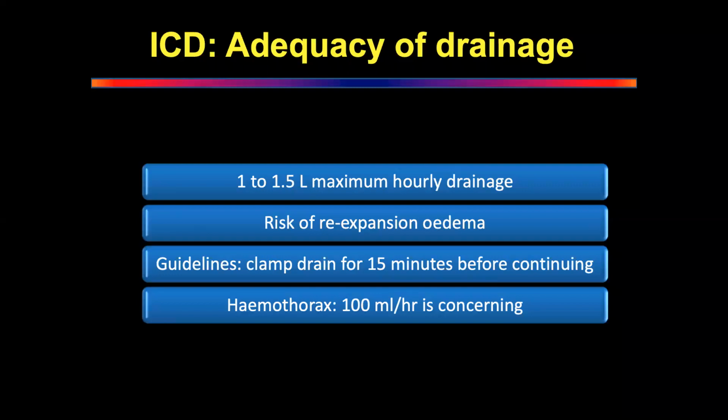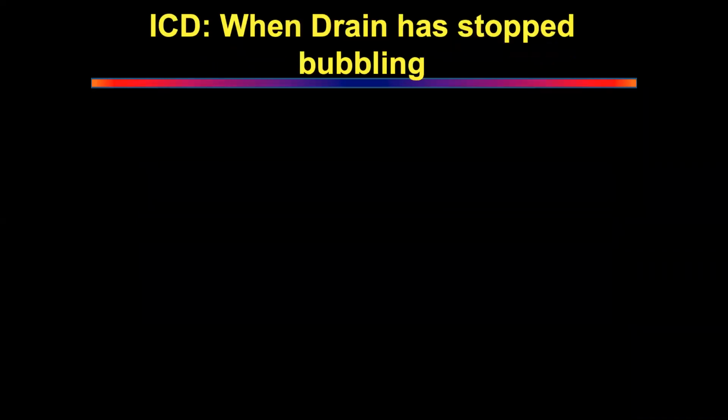And hemothorax: 100 ml per hour for 3 hours is a problem. Okay, you've got to think about it. 100 ml per hour for 3 hours is a problem. Your antenna should be up. Okay. All right. What do you do?